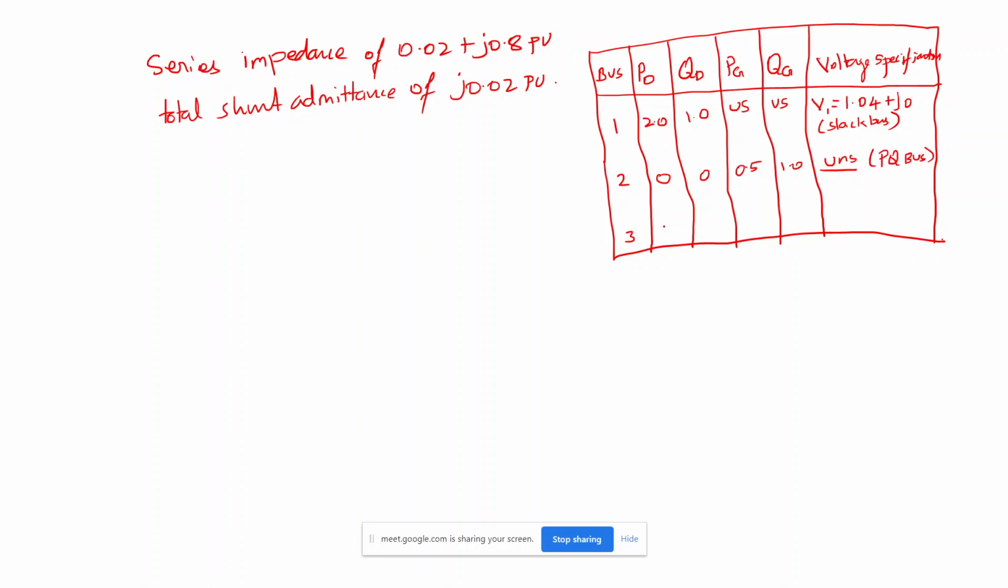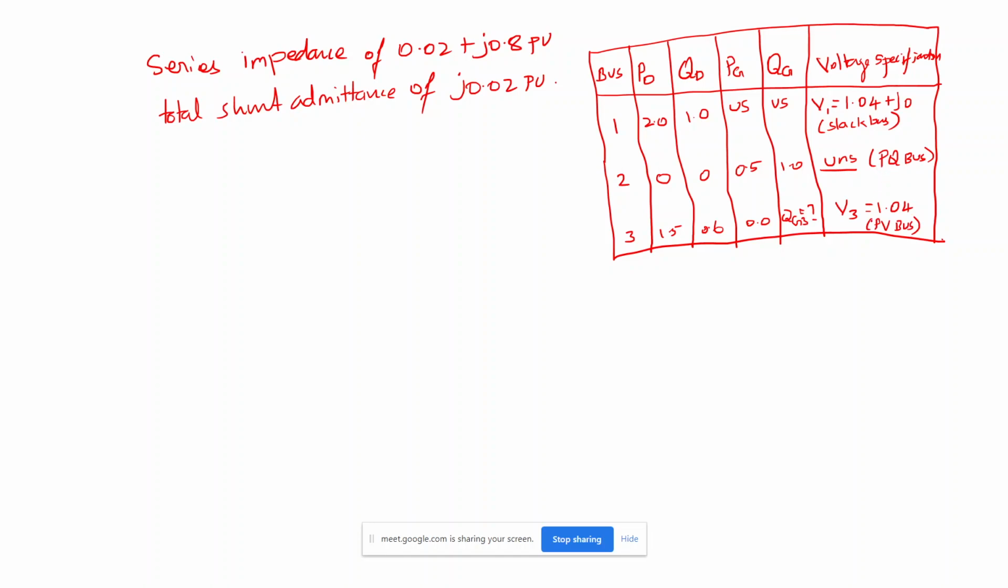This is for bus 2, and for bus 3, the demand of real power is 1.5, and then it is 0.6. All the values are in per unit, right? And this is 0.0, and this is QG3, we need to find out. So I'll put a question mark here, and then they have specified the V3 value. V3 they have given as 1.04, and this is a PV bus.